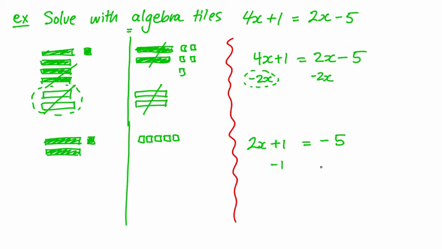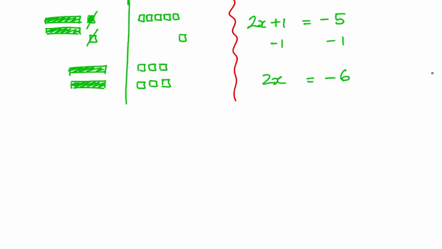The next thing I want to do is subtract 1 on each side, and subtract 1 looks like adding another negative tile in, and these ones cancel out. That leaves me with 2x's, and on the other side negative 6. And the last step is to divide these into two groups.